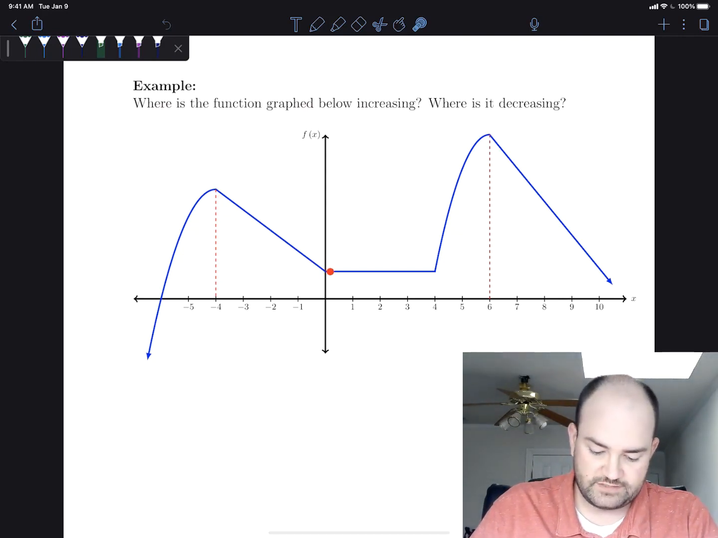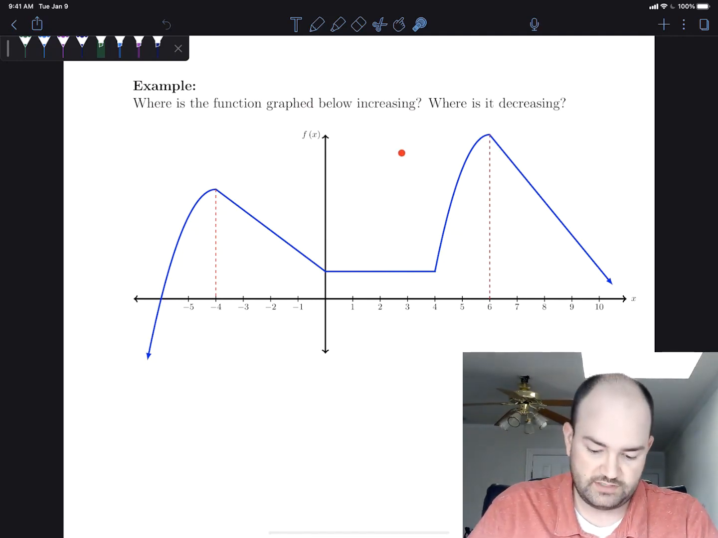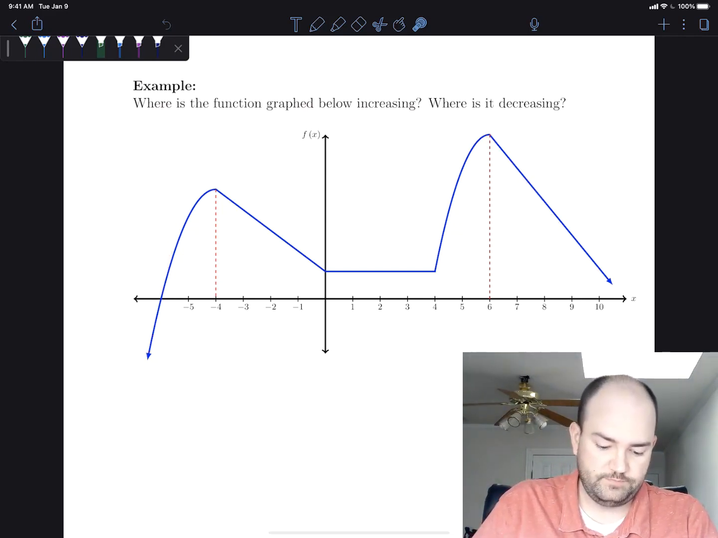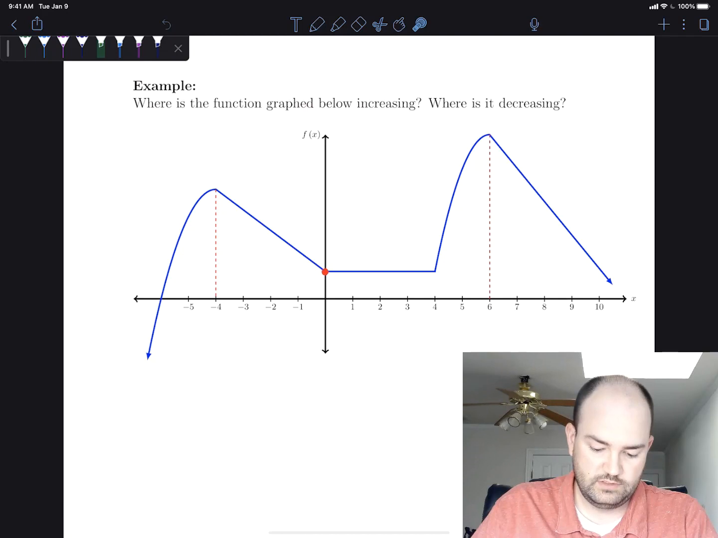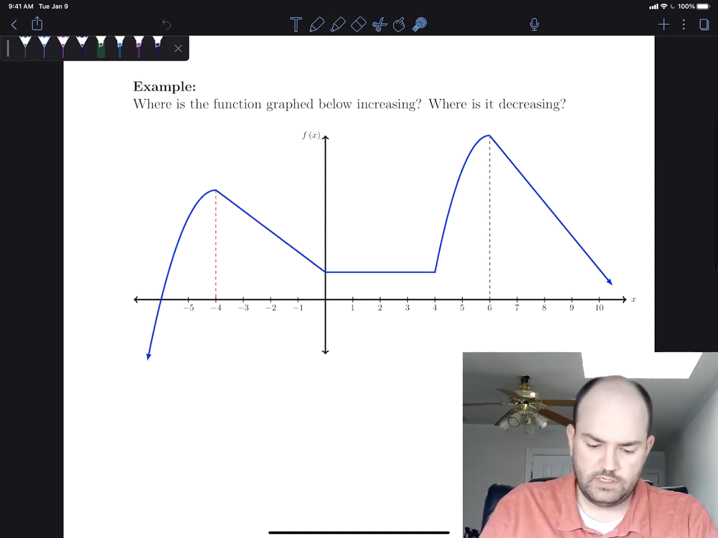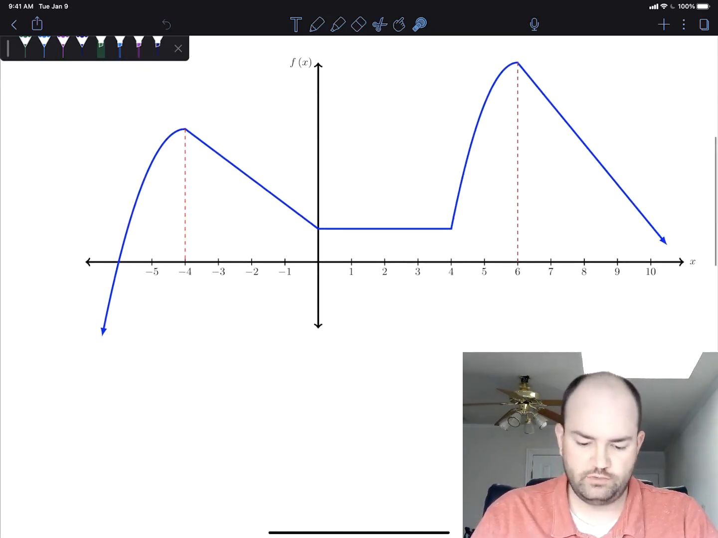And notice that for some intervals, it will be neither increasing nor decreasing because the function will be constant in that interval. And then going up and then going down. So going up, going down, constant, up and down. Good deal. And generally speaking, we don't like to include the endpoints.